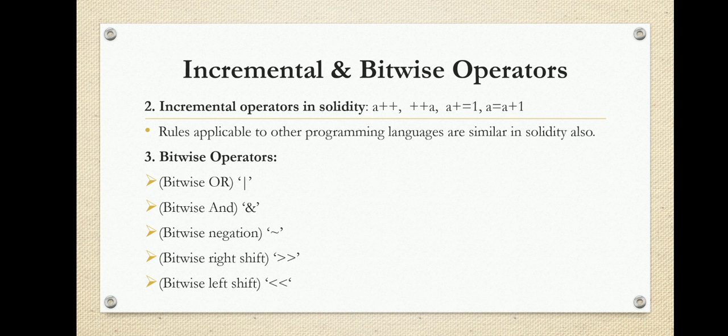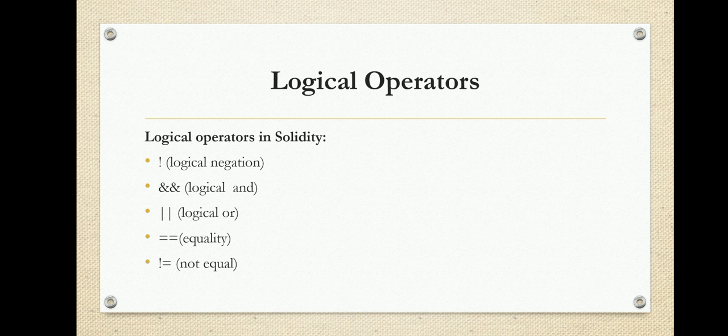Here are the Solidity bitwise operators. We have bitwise OR, bitwise AND, bitwise negation, bitwise right shift, and bitwise left shift. Like other programming languages, in Solidity also we can use bitwise operators. Here are the logical operators in Solidity. Logical negation we can use, logical AND, logical OR, equality, and not equal. These are the logical operators.